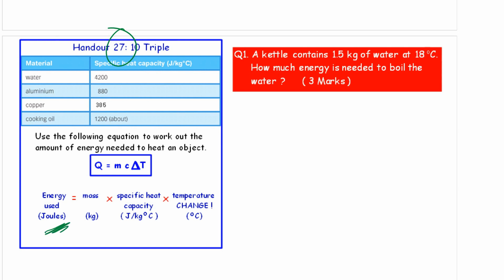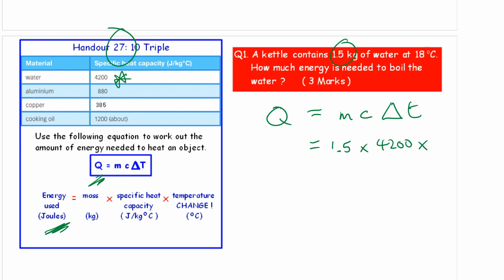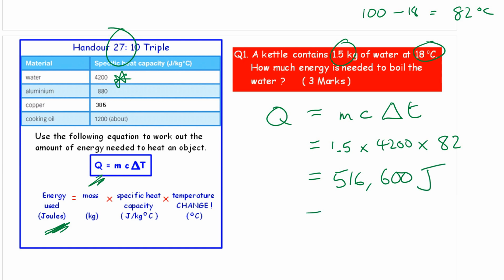Well, energy used is given by the symbol Q, so we just write down the equation. Q is what we're after. M times C times the change in temperature. Now, the mass we've been given, 1.5 kilograms. Multiply that by the specific heat capacity of water. There it is, 4,200. And then multiply that by the change in temperature. Well, if it boils, it goes to 100 degrees. It started off at 18, so the change in temperature is 82 degrees C. So 82 degrees C times those three numbers together, using a calculator, and I get 516,600 joules, or I could convert that into kilojoules. 516.6 little k big J. Easy.